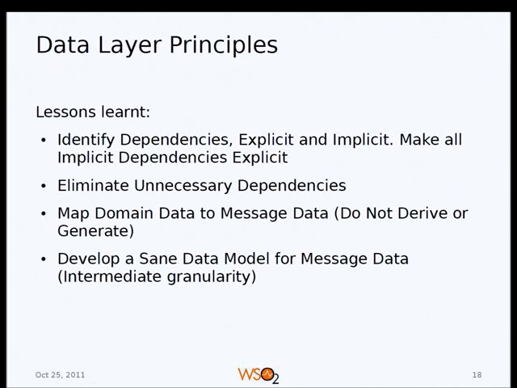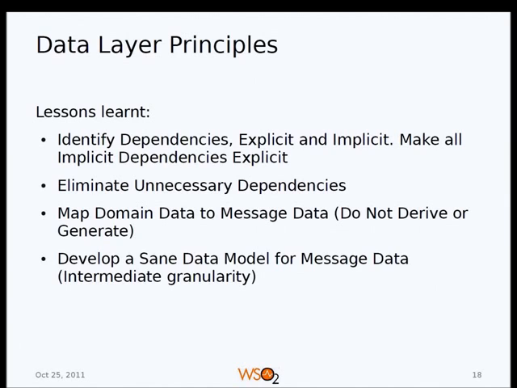The second principle is you need to eliminate unnecessary dependencies. Unnecessary dependencies come about for very good reasons, but they're usually historical. So if you ask somebody, why are you passing this piece of data? They might say, 2 years ago there was another system that required that piece of data and that's why we're passing it. Today that system has been decommissioned, but we still need to pass it because it's too much trouble to remove it. That's an unnecessary dependency.